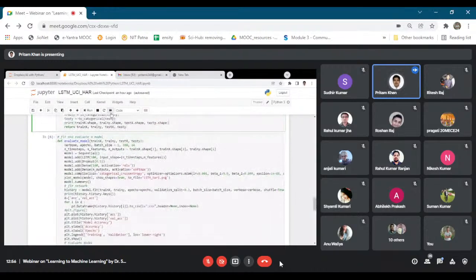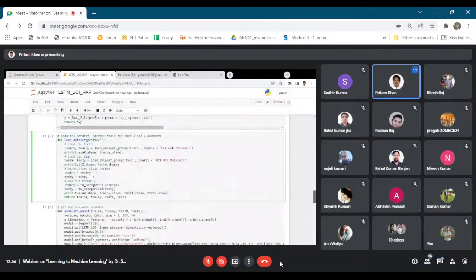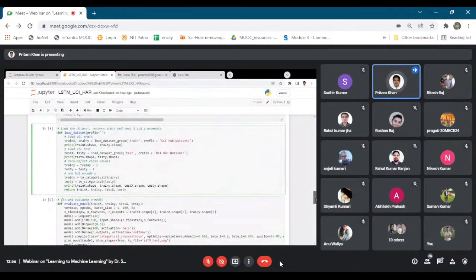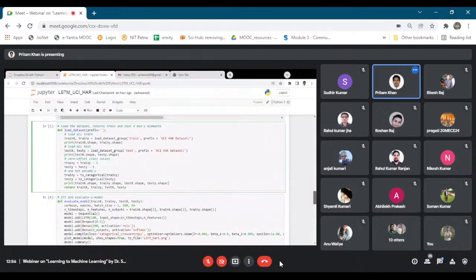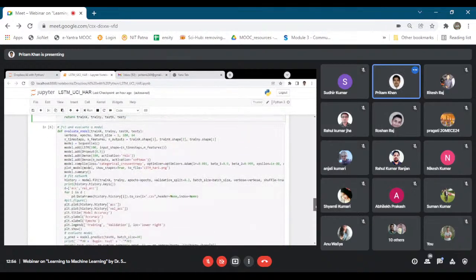See, till now, what I have done is I have just fed the data and loaded it, and that loaded data is now fitted and evaluated through the model. Now this part is the evaluation part. See here, this is the function called def evaluate model. I have given here train x, train y, test x, test y. But let me explain what is this verbose, epochs, and batch size.